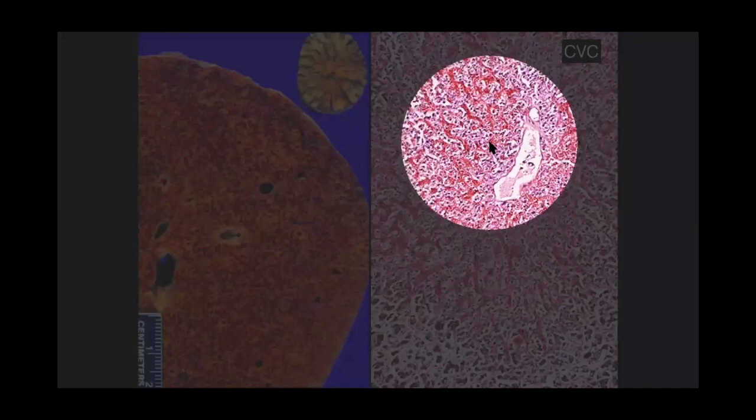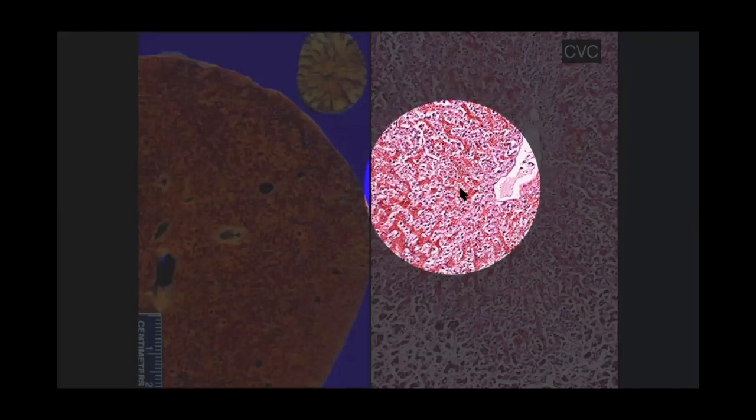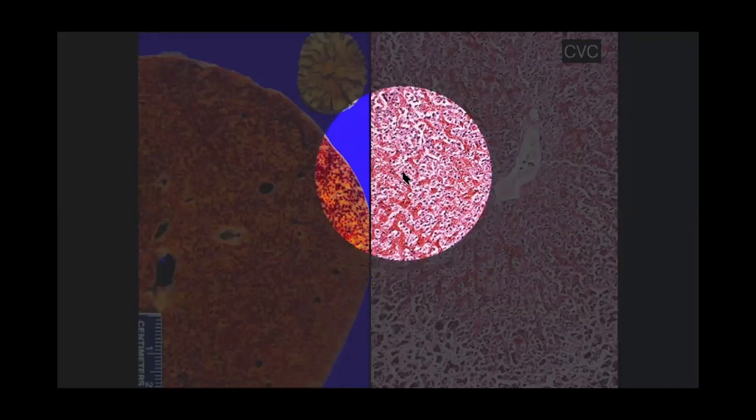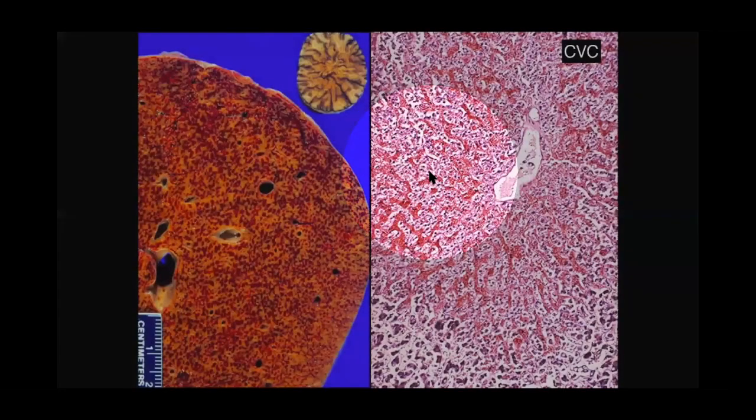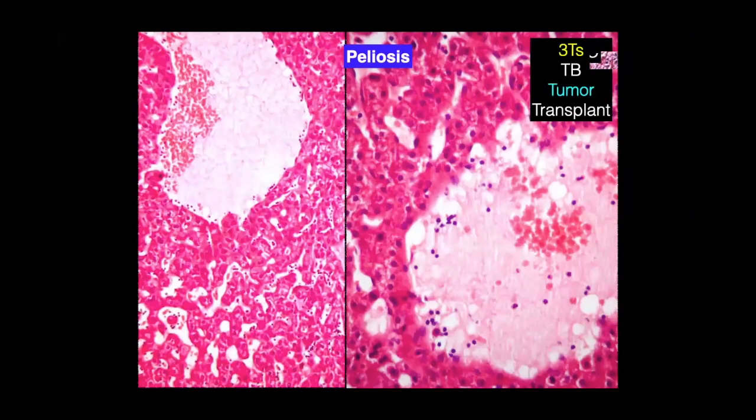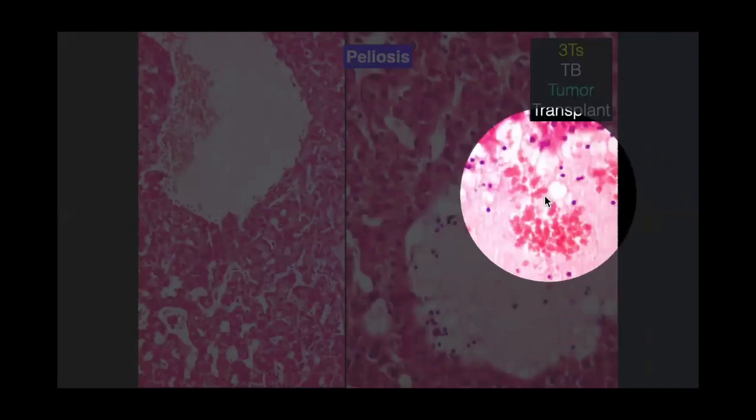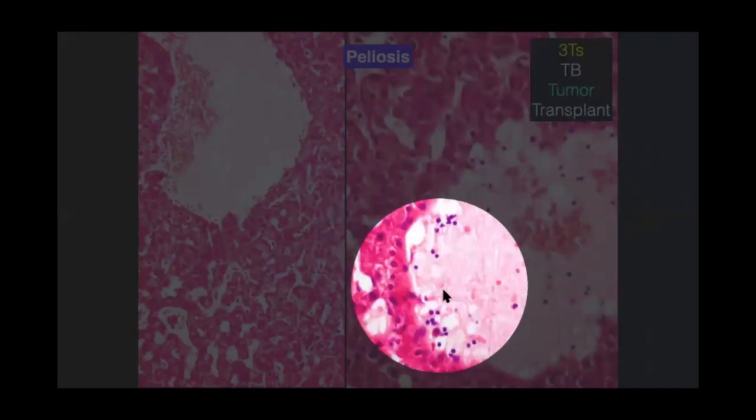This is the central vein where you can see sinusoids filled with RBCs, and you can see the hepatocytes which are more clear in between the RBCs. This is chronic venous congestion. And this is piliosis, where you see cystic spaces filled with RBCs and there is no lining epithelium.